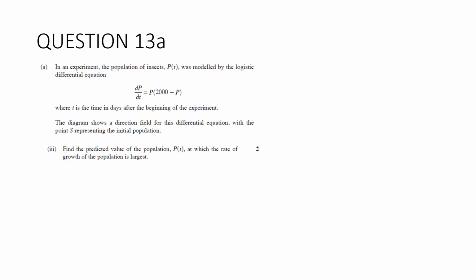Part 3. Find the predicted value of the population P of t at which the rate of growth of the population is largest. Now here's the rate of growth of the population. Normally we would just differentiate that and put the second derivative equal to 0 and then figure it out from there. But it's going to be very difficult to find the second derivative because we are in terms of the dependent variable. So instead, dP/dt, if you have a look at this, this is a parabola.